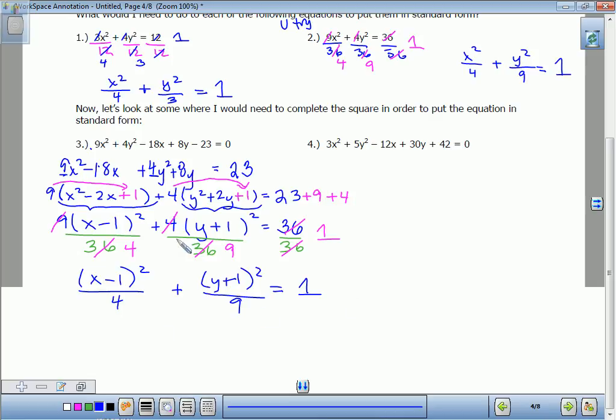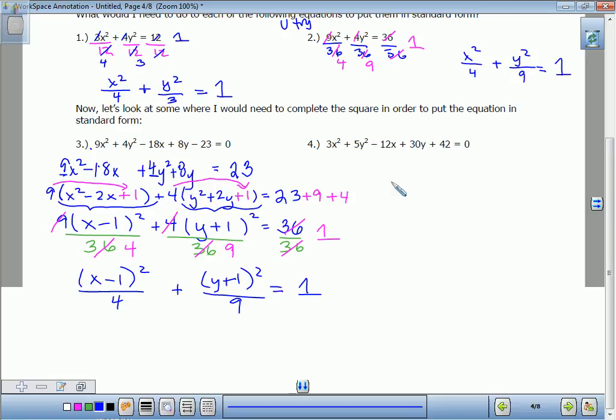Okay, now that would be a pretty one to actually graph, because left and right we move 2, up and down we move 3. The center is really easy to find. It's 1, negative 1. C would be the square root of 5. All this stuff is pretty easy.